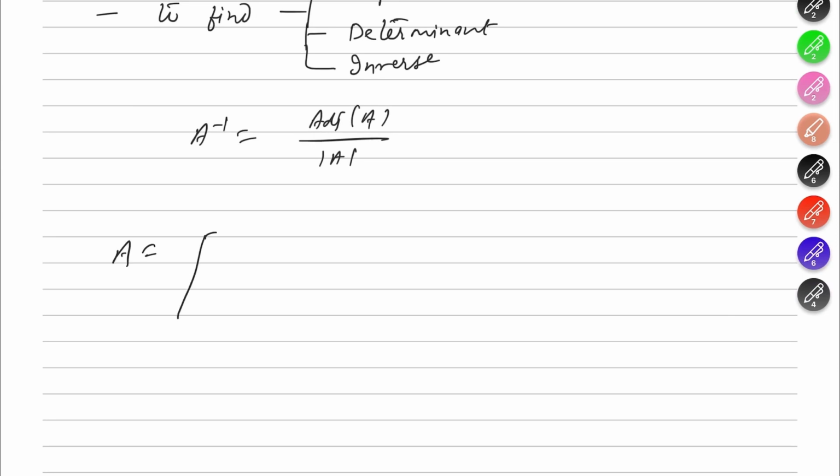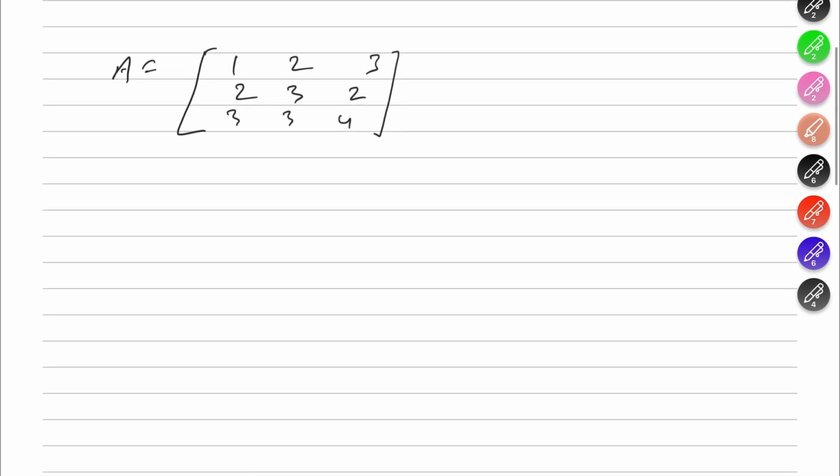Let's say a matrix A is 1 2 3, 2 3 2, 3 3 4. This is some matrix A. Now see the approach. First start with the second column and second row. So this is the 3. First we start with the second column, and start with 3. See how I am writing 3. This is the second column, second row. Then in the same second column, 3.